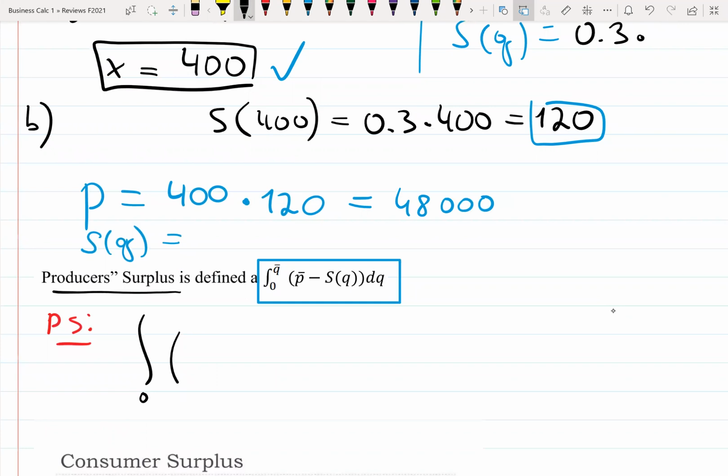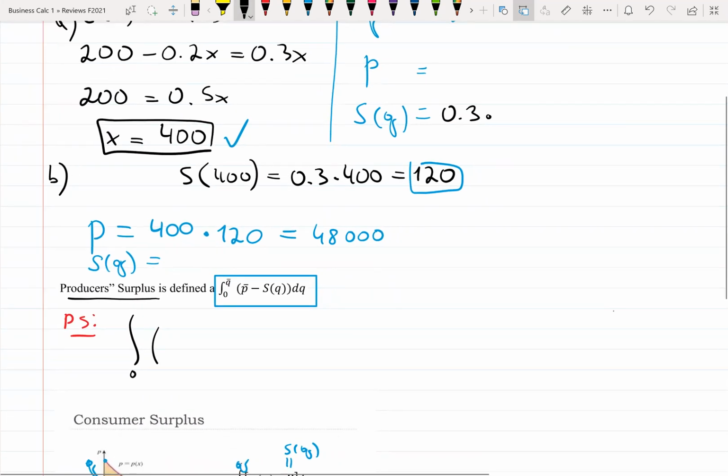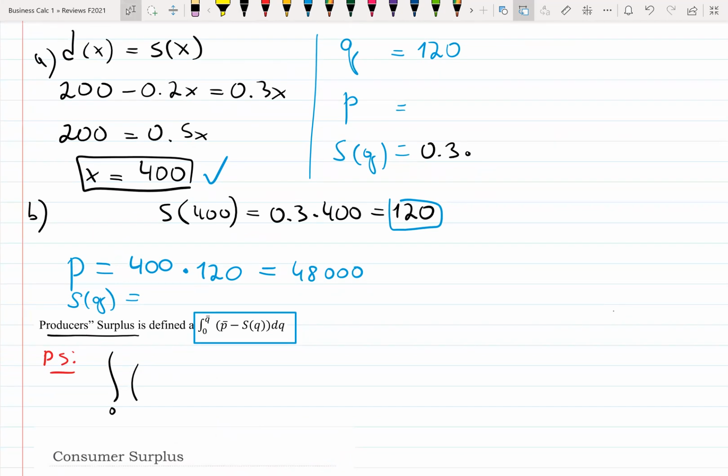What is my Q? Q is 400. So the integral is from 0 to 400. Yes. P minus, what is P? P is the price. Yeah, this is different than what they showed in the lessons. Oh, that's why you guys are stuck.